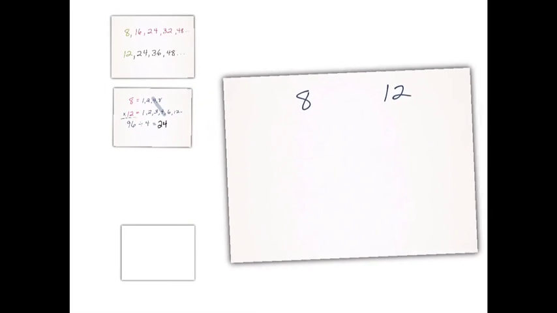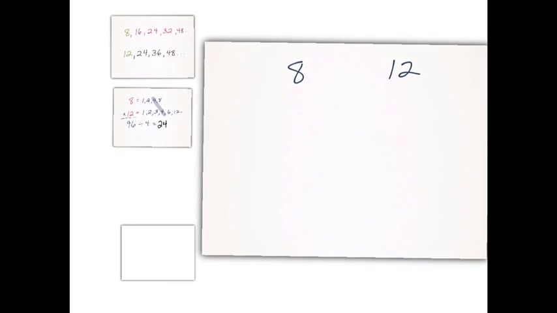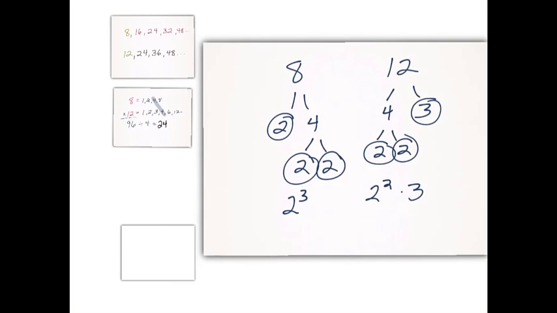A third way avoids making lists altogether. What we'll do instead is use prime factorization. Here I've gone ahead and done the prime factorization for 8 and 12. For 8, it's going to be 2 to the third power. For 12, it'll be 2 squared times 3.